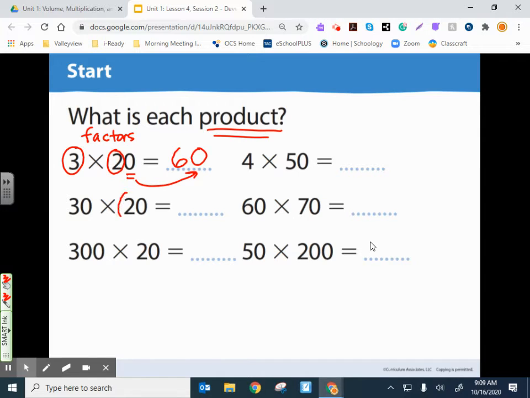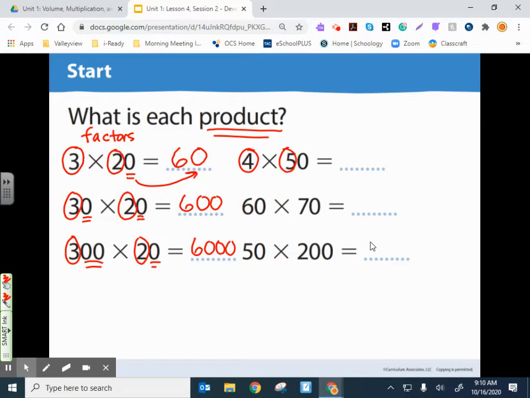Let's try this one. We've got 3 times 2, which is 6. You've got 1 0, 2 zeros, so we go 0 0. That's 600. Let's try it again with this one. 3 times 2 is 6. Simple enough. We've got 2 zeros here, 1 0 here, so let's do 1, 2, 3. That's 6,000. Pretty neat.